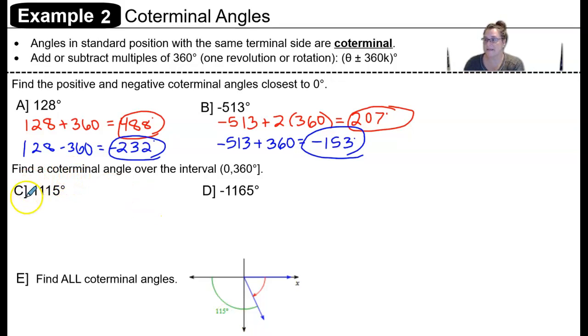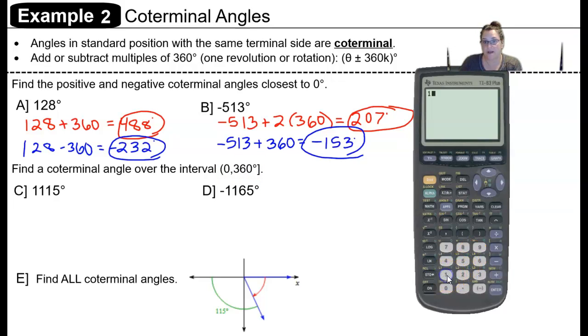In example C, we want to find a coterminal angle over the interval 0 non-inclusive to 360 degrees inclusive, and we're starting at 1,115 degrees. One revolution would definitely not get us there. 2 revolutions would be 720. That's also not going to get us to 360, so let's subtract 3 revolutions. So we'll do 3 times 360, and that gets us to 35 degrees.